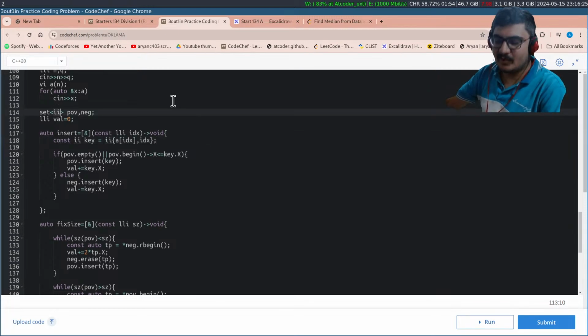Or if you want to use duplicates, then you should use a multiset, and there would be some nuances when erasing and inserting elements.